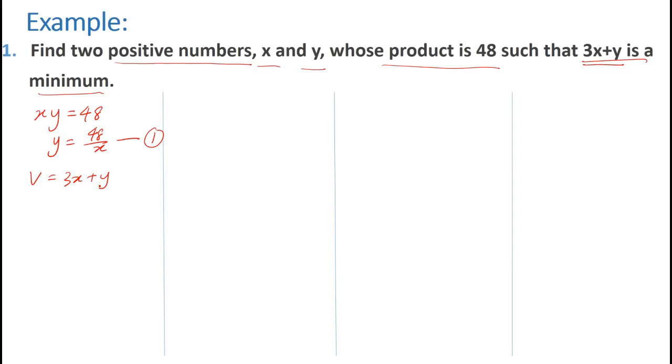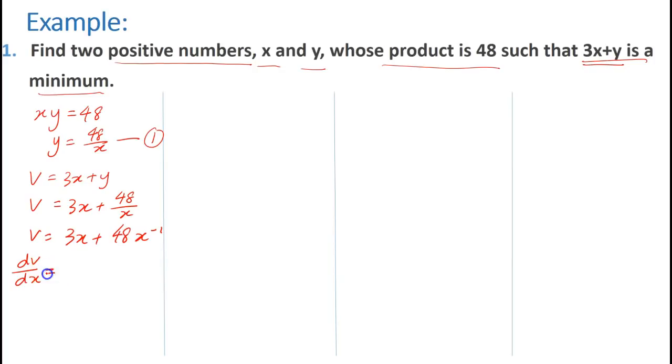Okay, so since there are two variables here, I substitute y with 48 divided by x into the equation. So now I have v equals 3x plus 48 divided by x. Okay, so I change the fraction into index form. Okay, so now I can do my differentiation.